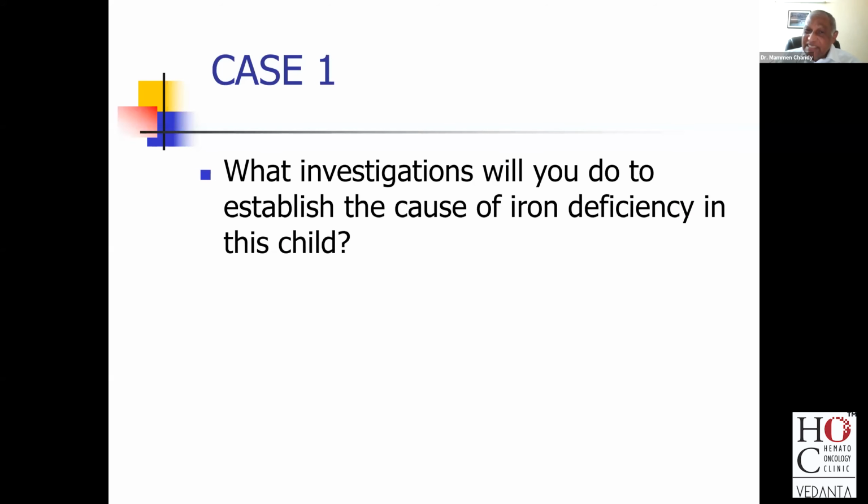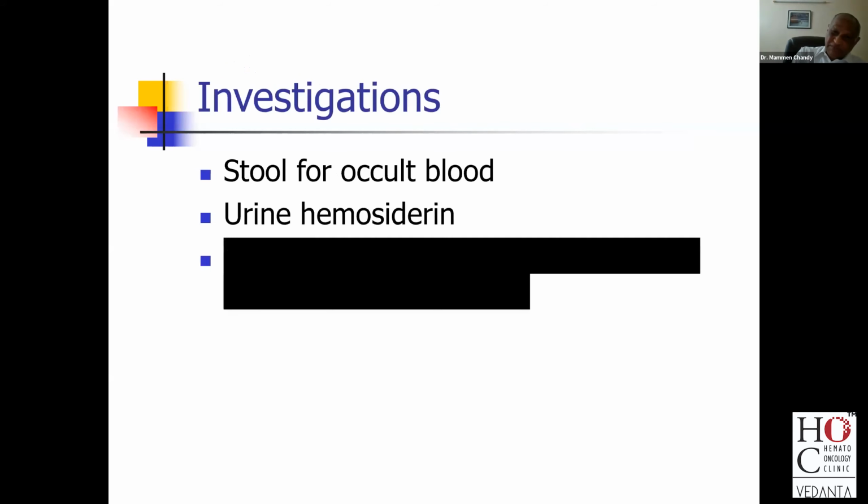So what investigation would you do to establish the cause in this 4-year-old child with iron deficiency, right? You would check the stool for occult blood. It's negative. You do a urine hemosiderin. It's negative. So what would be the next test you do? Residents, please think and answer in your mind, right?